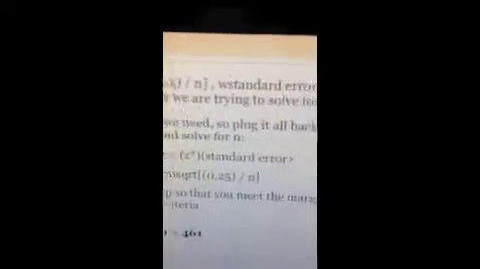With the standard error, we're trying to solve for n. We're finding what n is, because the problem asks for the lowest sample size. So it looks like we have everything to solve this. Let's just plug it in and solve it. We know that 0.06 is our margin of error, and we have that 2.576 calculation from before, so the square root of 0.025 over n, and basically you solve for n.